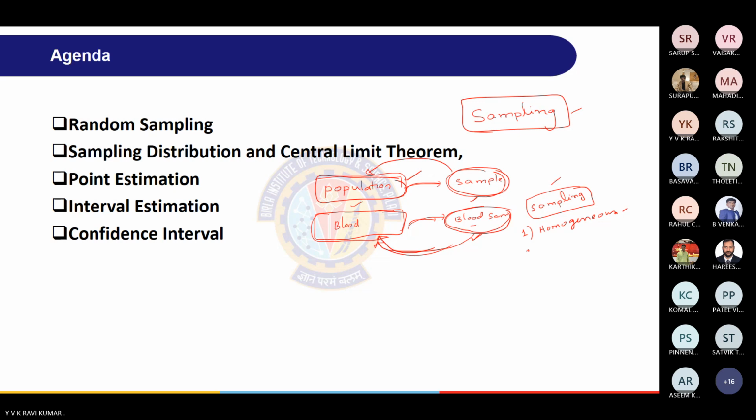Second one. Any other aspect? What I'm saying is, what are the things we have to take care of so that our sampling gives a good understanding of the population? It should be representative of the population. Whatever properties the population has, the sample should have. Quantity, homogeneous, right? Yeah, that is sample size.